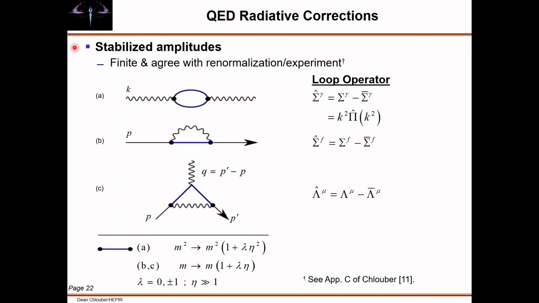Now let's look at our basic QED radiative corrections. The stabilized amplitudes are finite and they agree with renormalization and experiment. This is shown in detail in Appendix C of Reference 11. At the bottom here we have the DCM rules for dressing the internal fermion lines of these three diagrams.